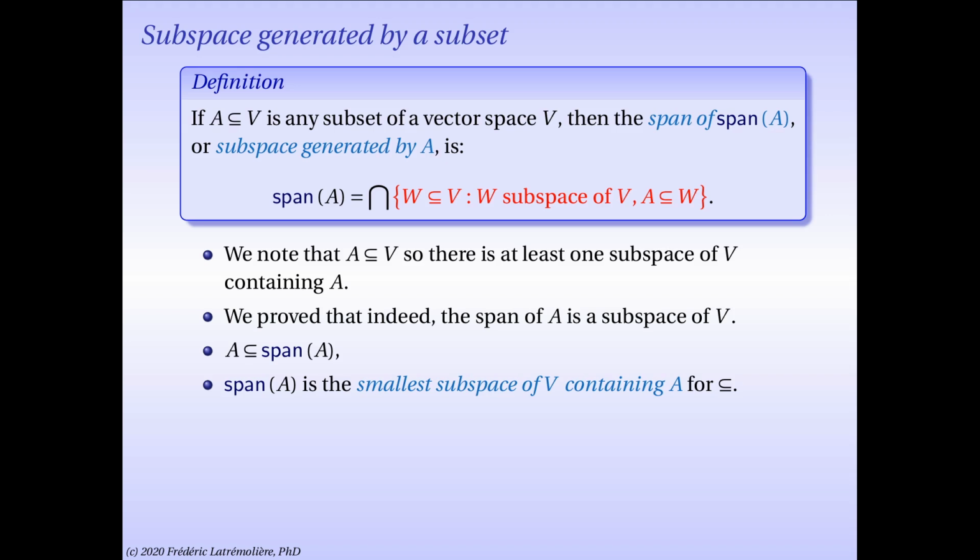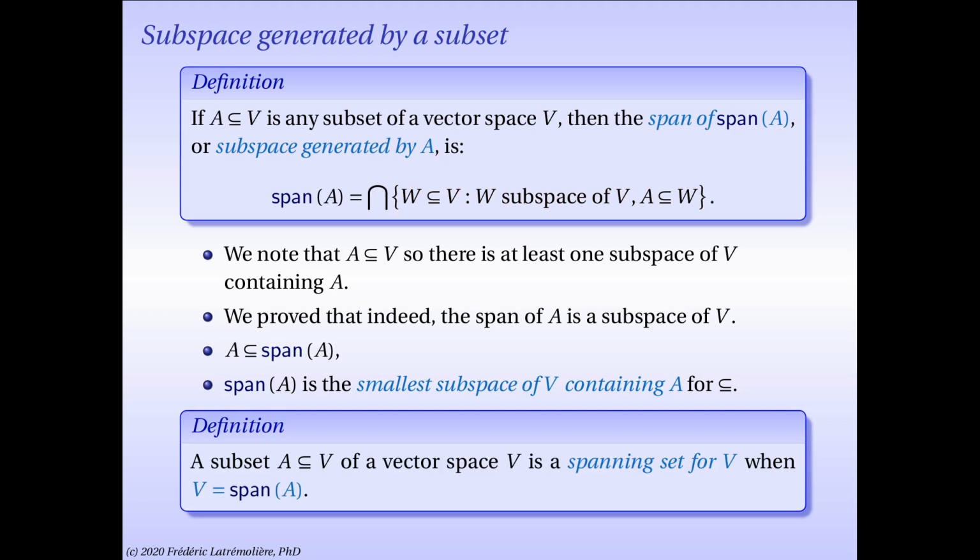To see that, note that if you take W a subspace of V containing A, then it is a member of that set highlighted in red, and therefore by definition of the intersection, the span of A is a subspace of W. Moreover, the span of A being a subspace of V and containing A is a member of that red set. Therefore, it is the smallest element of that red set.